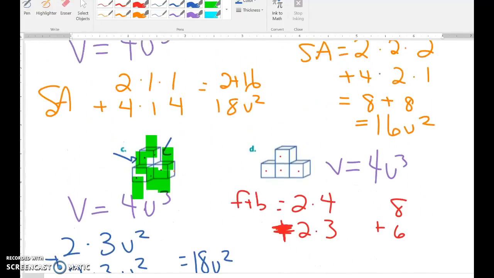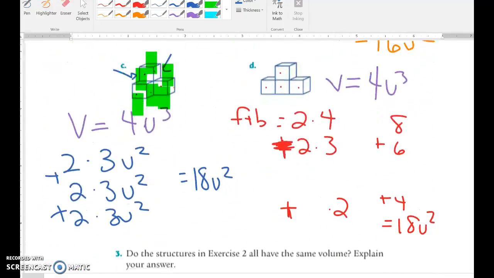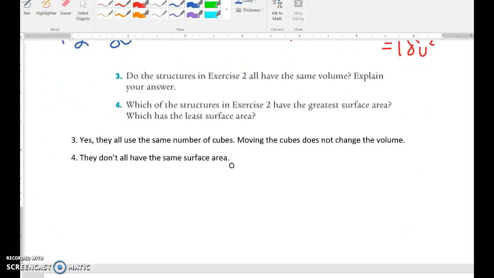If we take a quick look, B has the least, and everything else has the most. And by the way, if I made a mistake and you guys point it out, I'll be very impressed. But I do have an answer key here somewhere. B has the least, and everything else has the most.